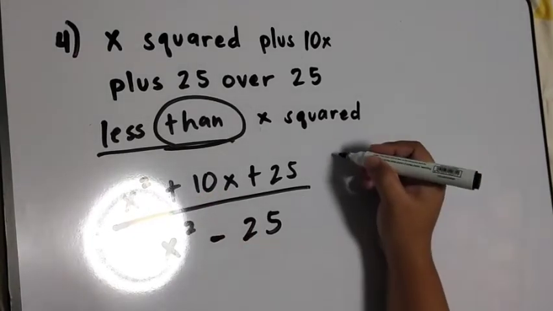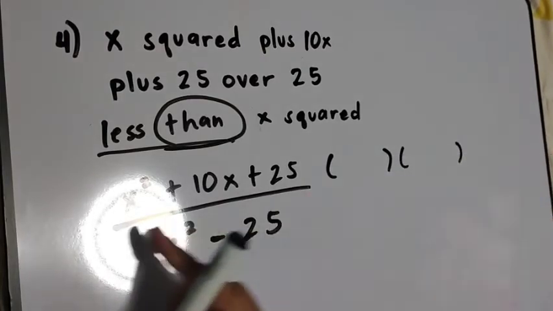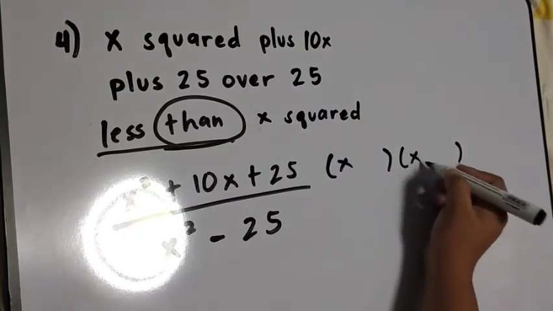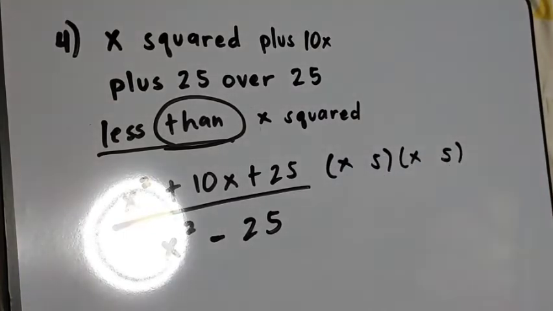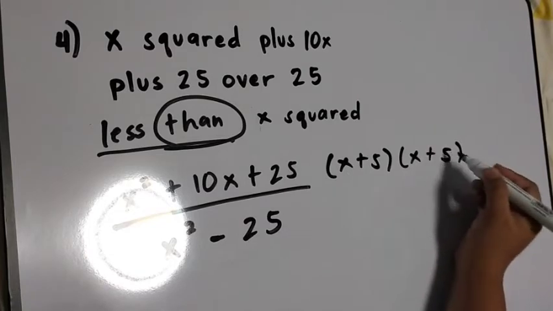So, anong factors niyan? Pag perfect square, simply get their square roots. Square root of x squared, that is x. Square root of 25, 5. And diba, kapag perfect square trinomial, pareho ng sign. So, since positive si b, so pareho yan x plus 5.